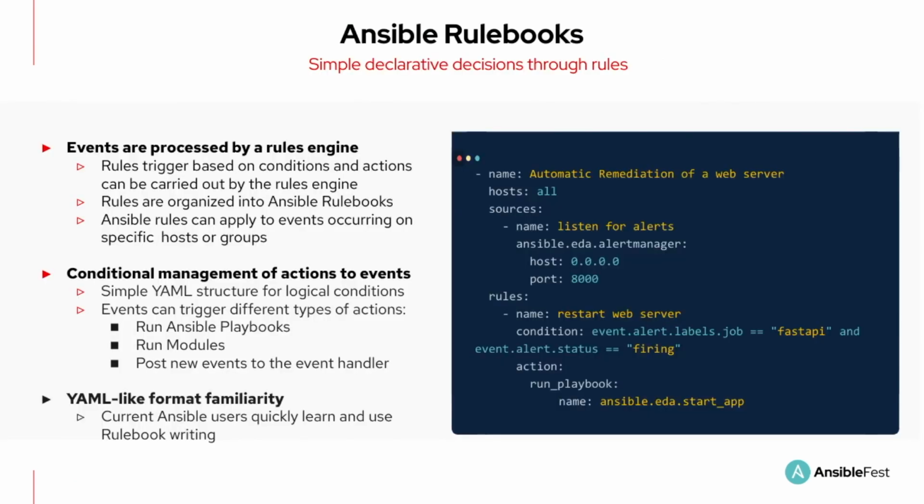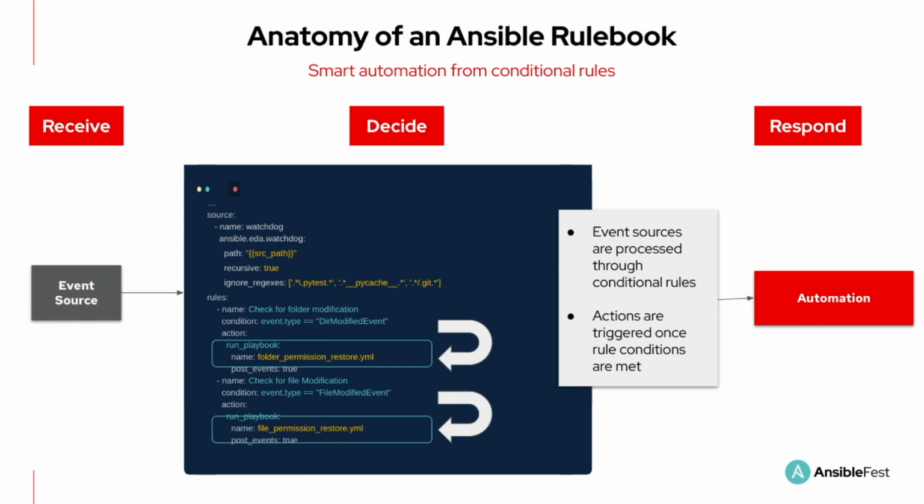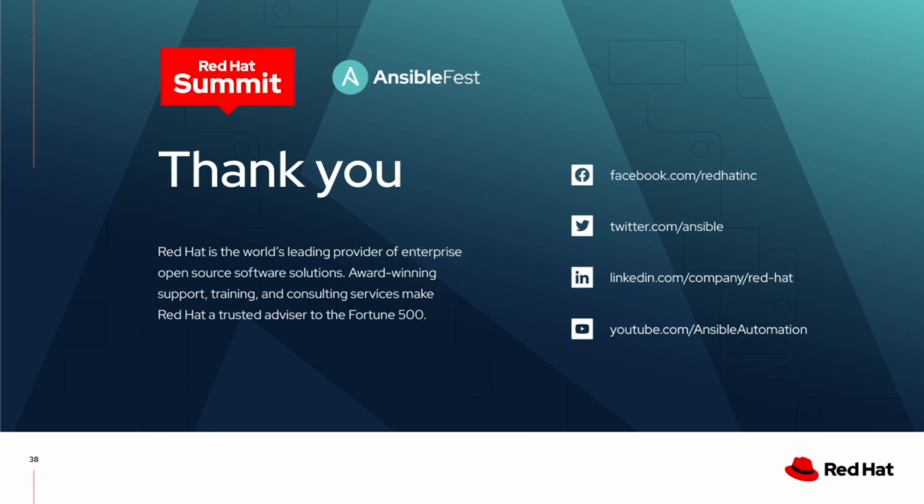This is how a rulebook looks. I'm showing this in case you didn't see them, and mostly because I want you to have the slides later so you have the reference and how they are working. So this is the anatomy of the rulebook. You receive the event, you can decide what's going to happen, and respond through your automation. This is where the traditional Ansible Automation Platform fits, or the controller. So that's what I wanted to show you.